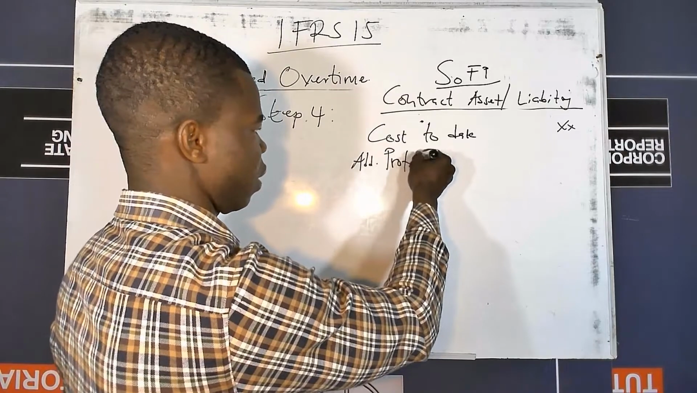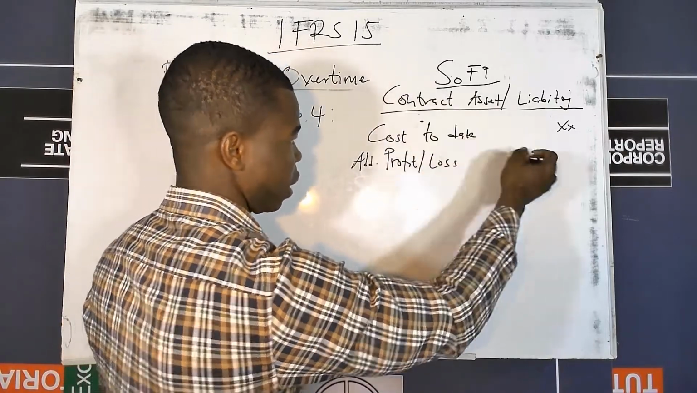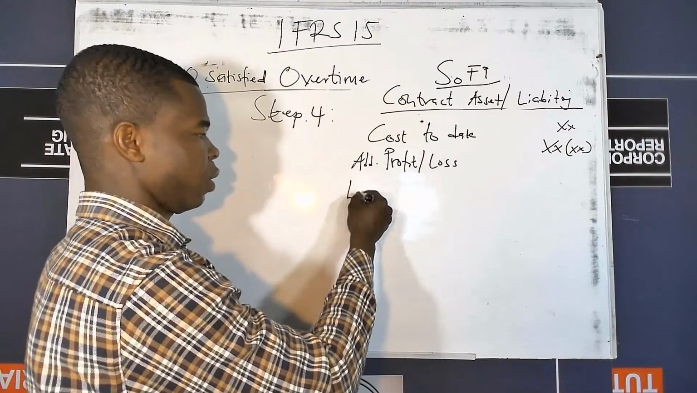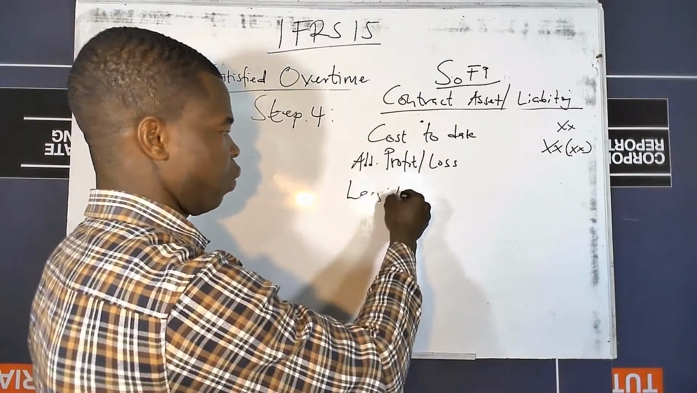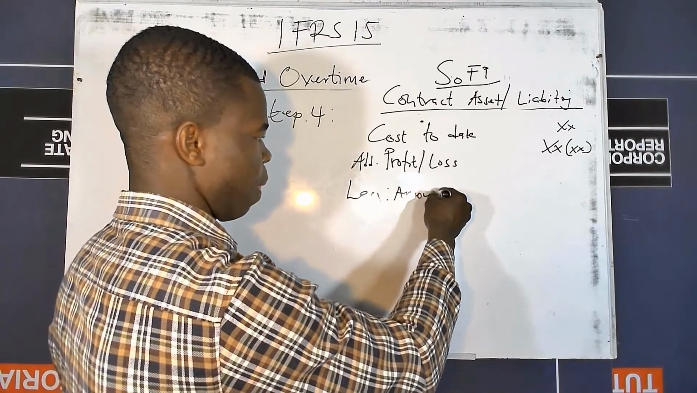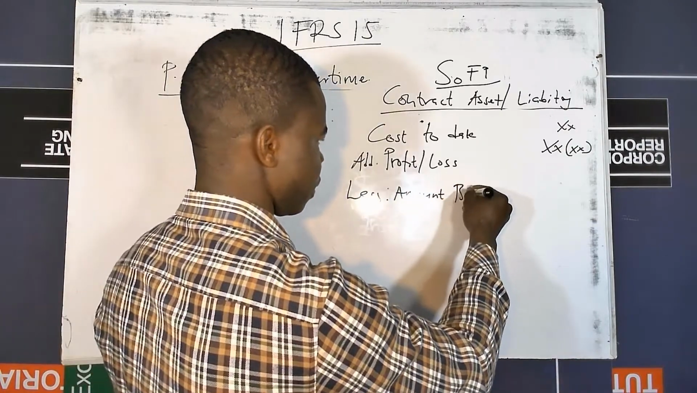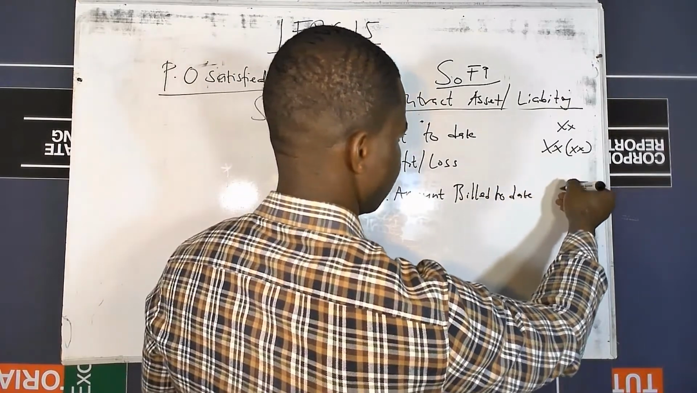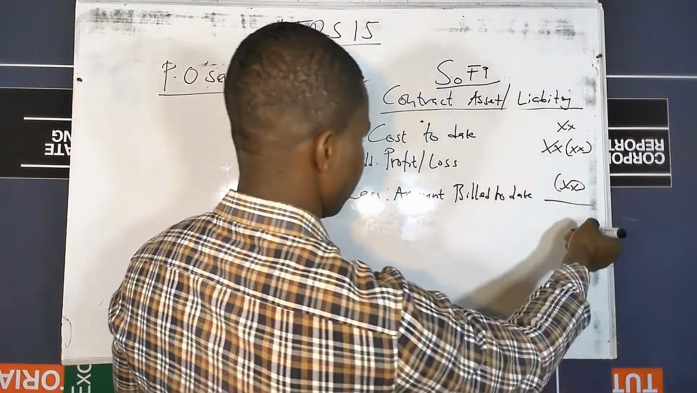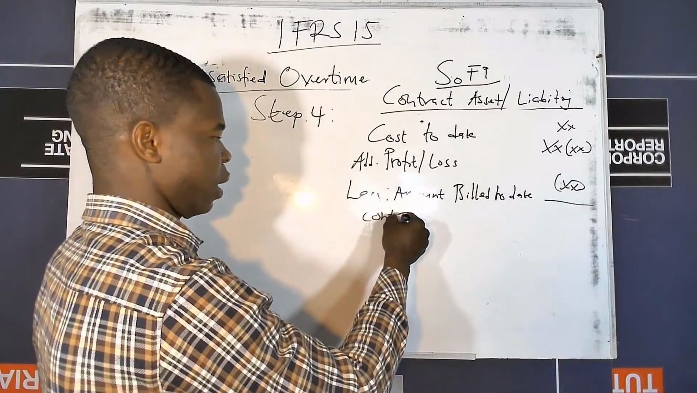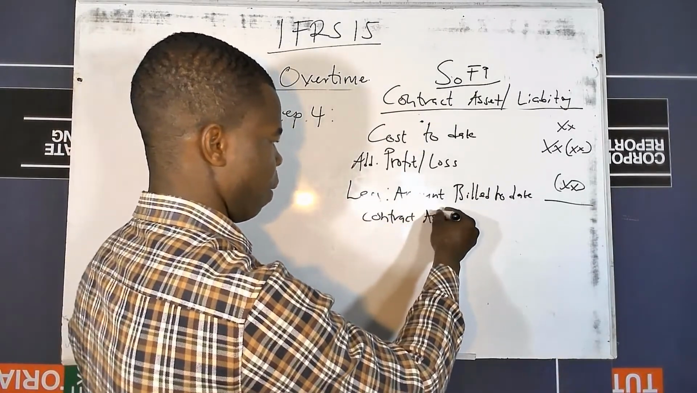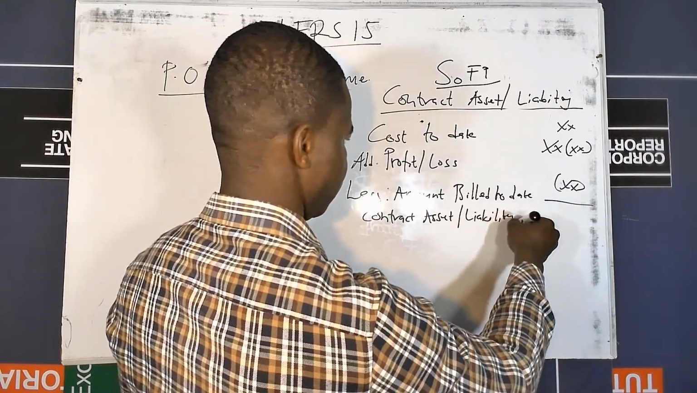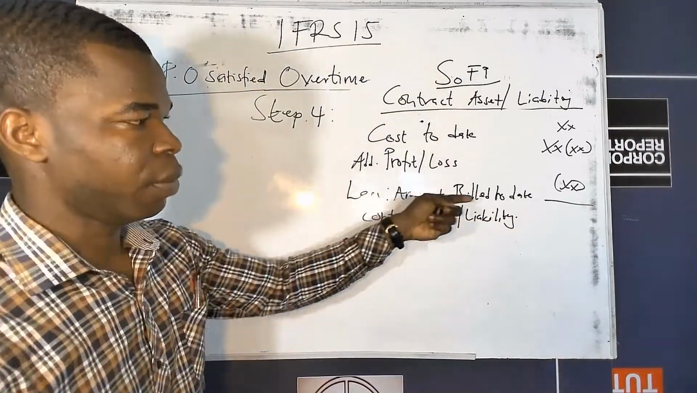So remember that if it is a loss that you are getting, you are going to less. So either we are adding profit or we are lessening our loss, and then you less the amount billed to date. To date, you less the amount. So whatever you get is either you get contract assets or contract liability. Now, what is the amount billed to date?